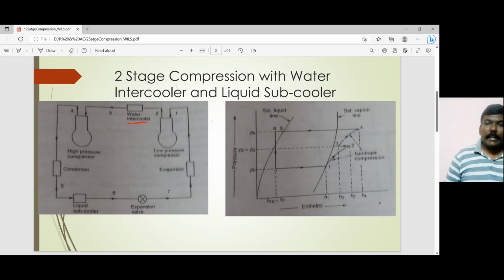It is then taken to the condenser where the vapor gets converted into the liquid, and the refrigerant liquid is further subcooled in the liquid subcooler. After the liquid subcooler you have state point number 6, and from the liquid subcooler it enters into the expansion valve where it expands, where the pressure drops. And then it is taken back to the evaporator.